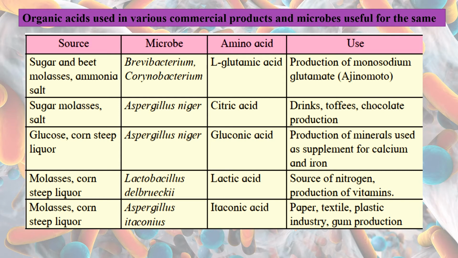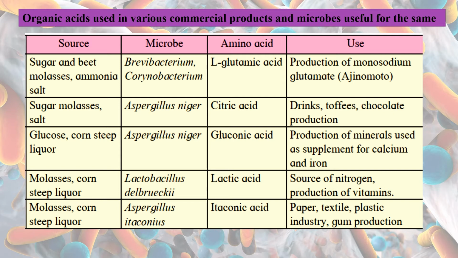Now Ajinomoto, we have earlier also discussed about it. In Chinese food items we may generally make use of Ajinomoto, that is produced with the help of this microbe. Okay, sugar, molasses and salt.